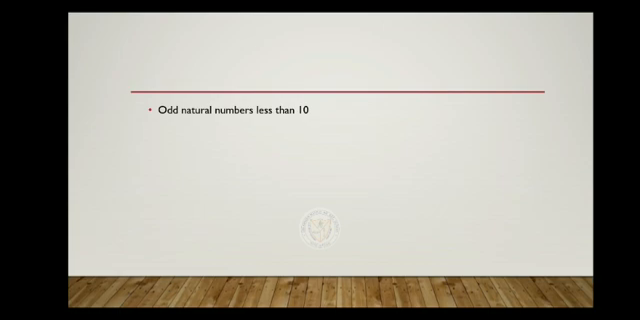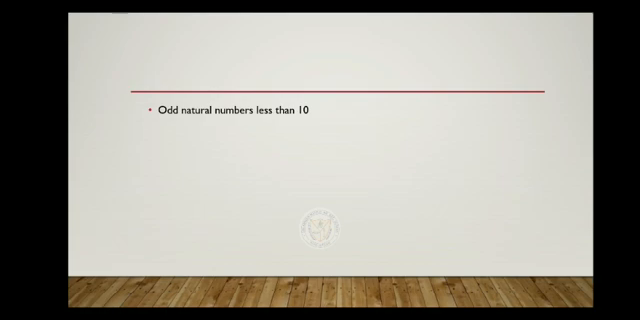What is well-defined? If an object is given, you can decide whether that is in your collection or not. So here, odd natural numbers less than 10. You know what is natural number? What is odd natural number? 1, 3, 5, 7, 9, 11, etc. All these things are odd natural numbers.